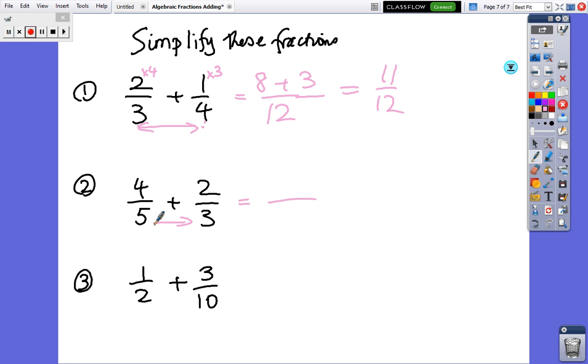This one here, the lowest common multiple will be 15. So this has to be multiplied by 3. This has to be multiplied by 5. So we get 12 plus 10, 22 over 15.